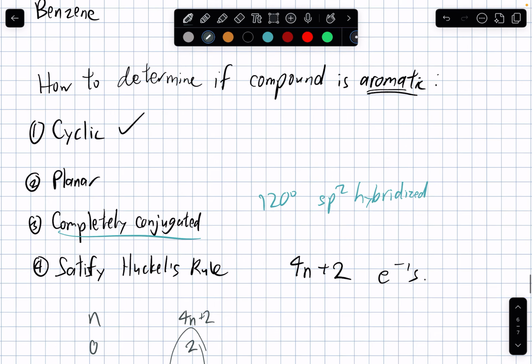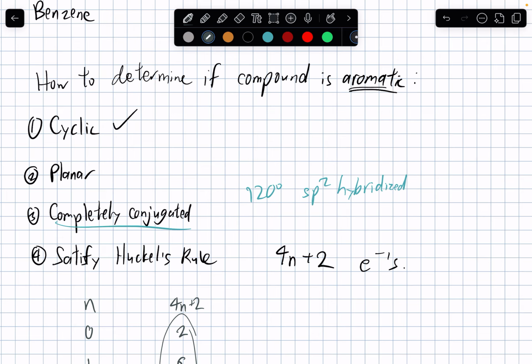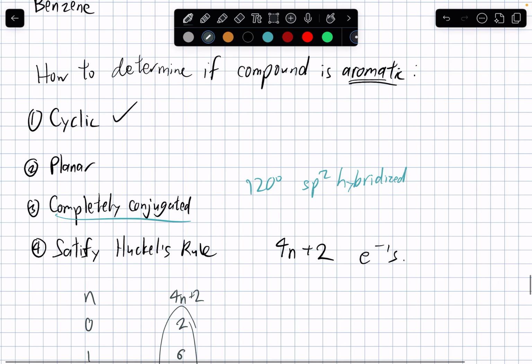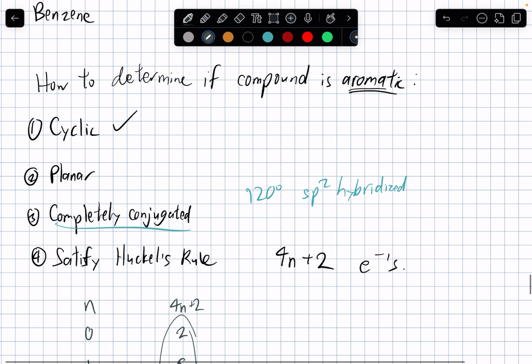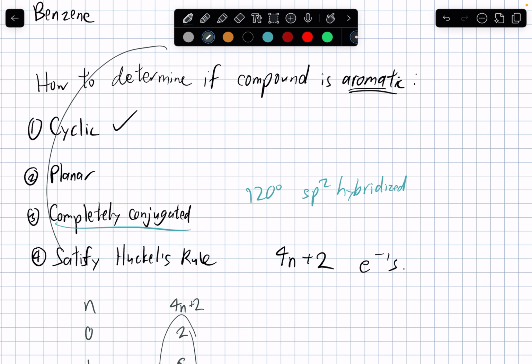I'll end the video here. In the next video, I'll be going through several practice questions utilizing this. No, you have to practice. It's not easy to not remember these.